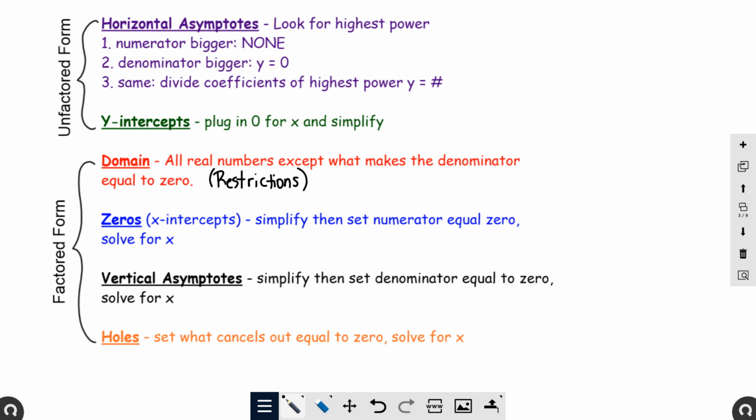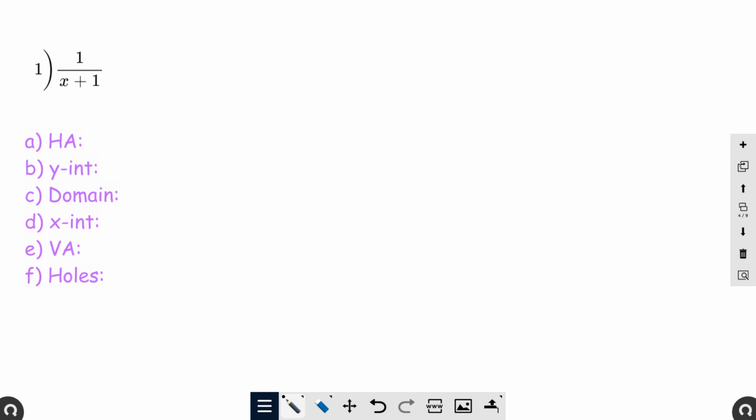So if you notice, all of these here at the bottom are also x equals values. Domain is usually x cannot equal, but all of those we're solving for x. Solve for x, solve for x, solve for x. What makes that denominator equal to 0 is going to be another x. And these two up here are y equals, because we're trying to find the horizontal asymptote, which is that horizontal line, a y equals line, and the y-intercept, which is also y equals. So let's go through, I think I have 5 or 6 problems for us to do. Let's start very simple with number 1.